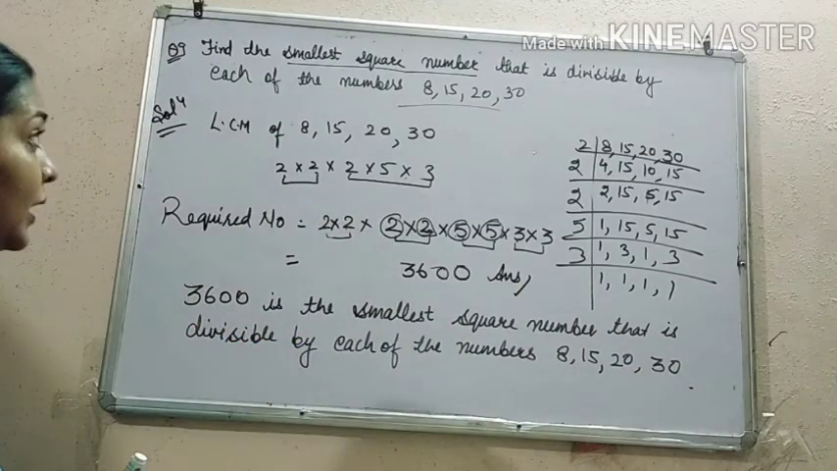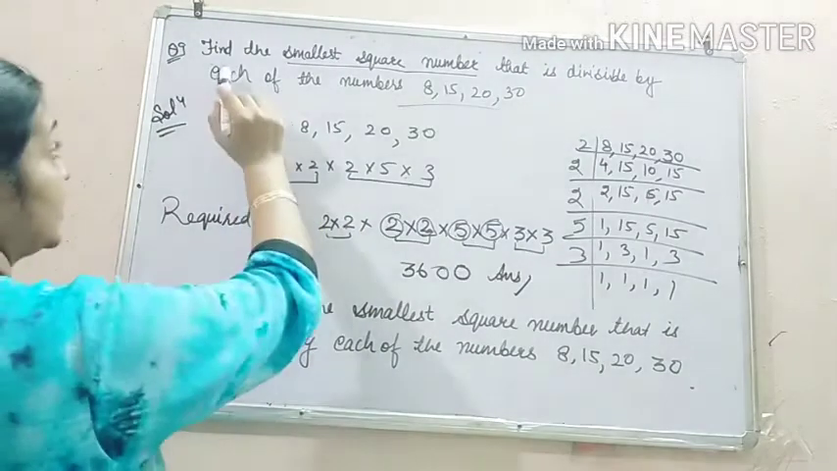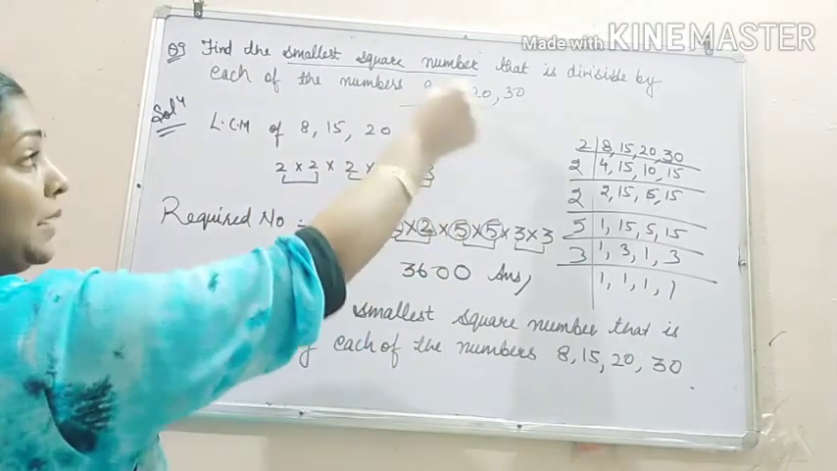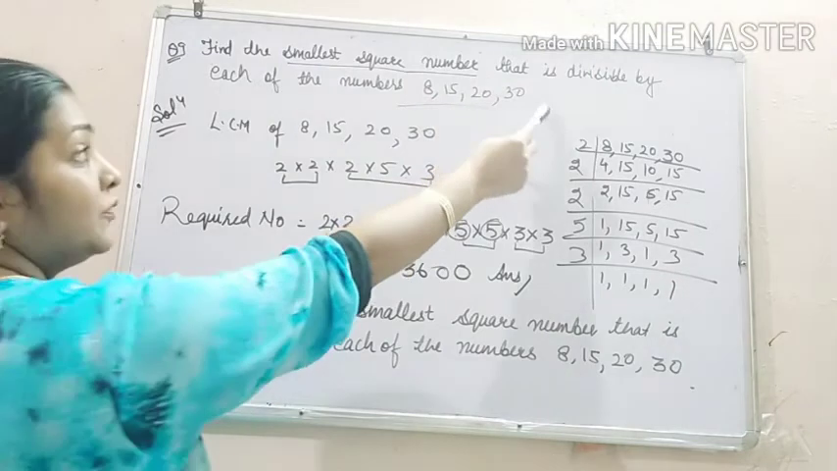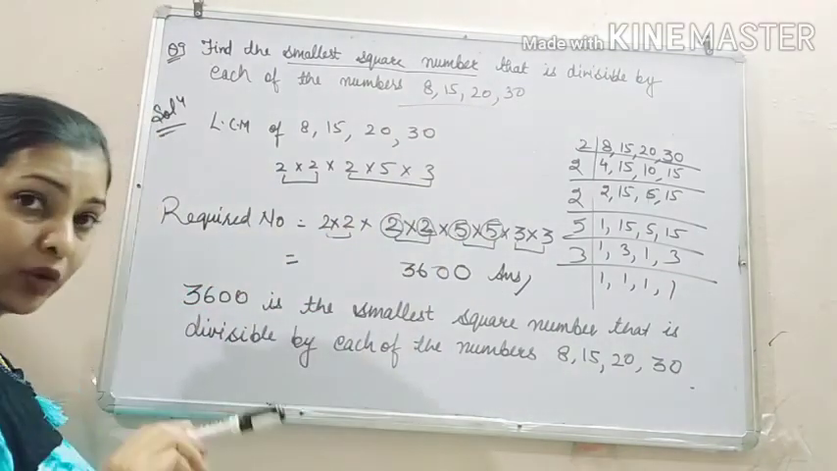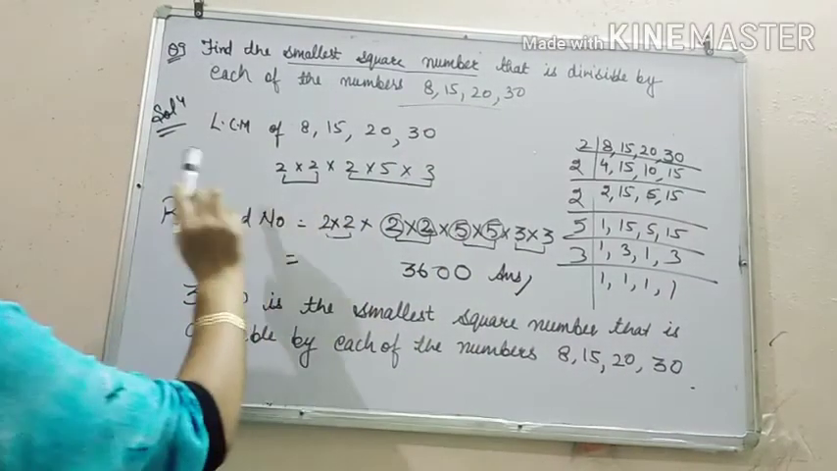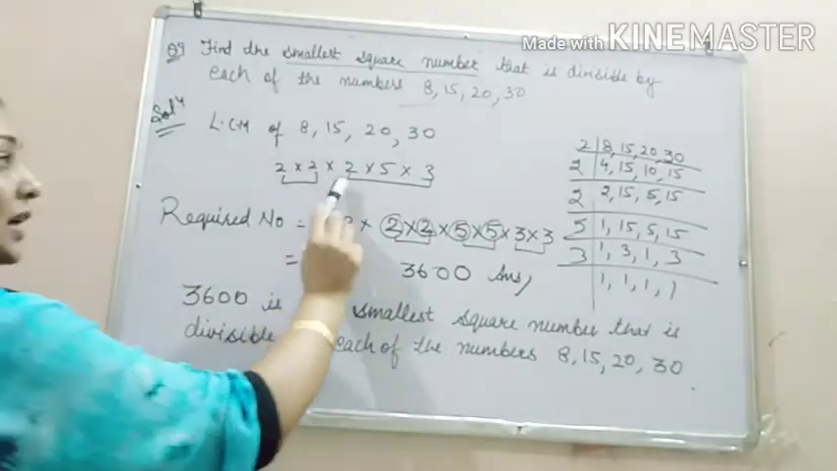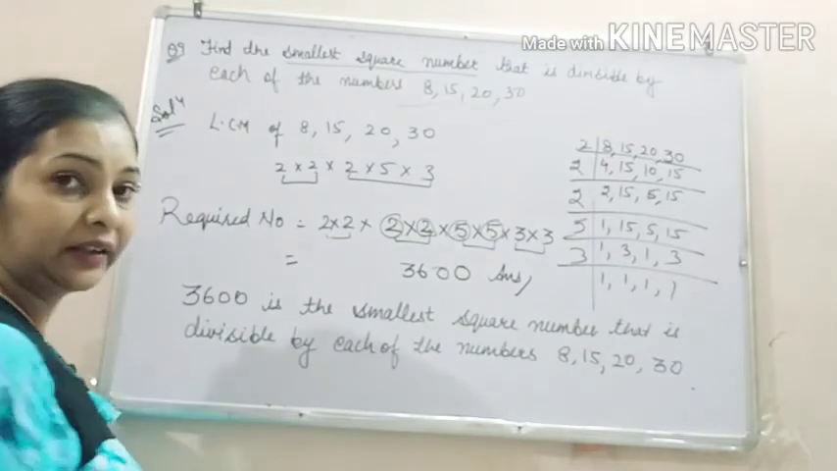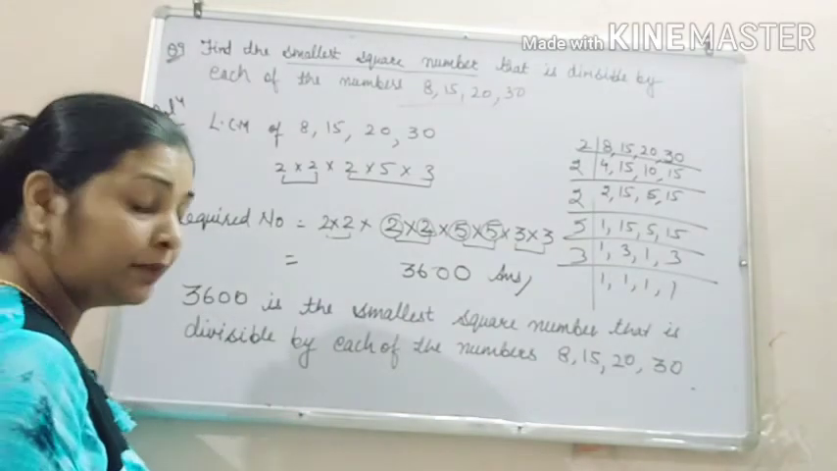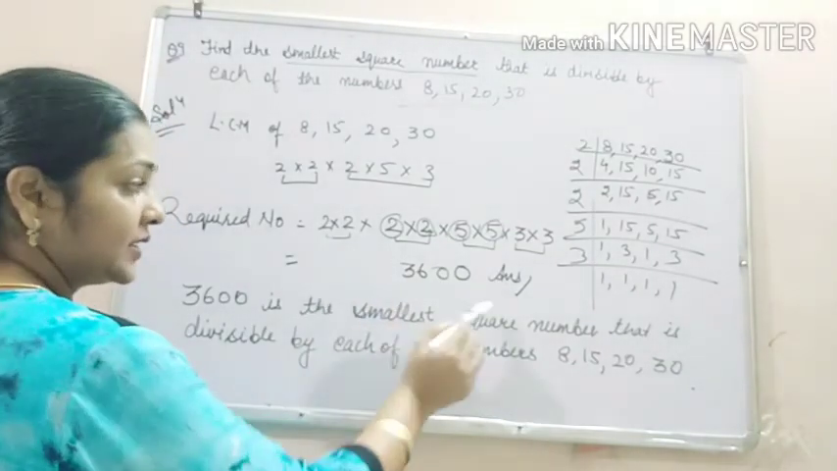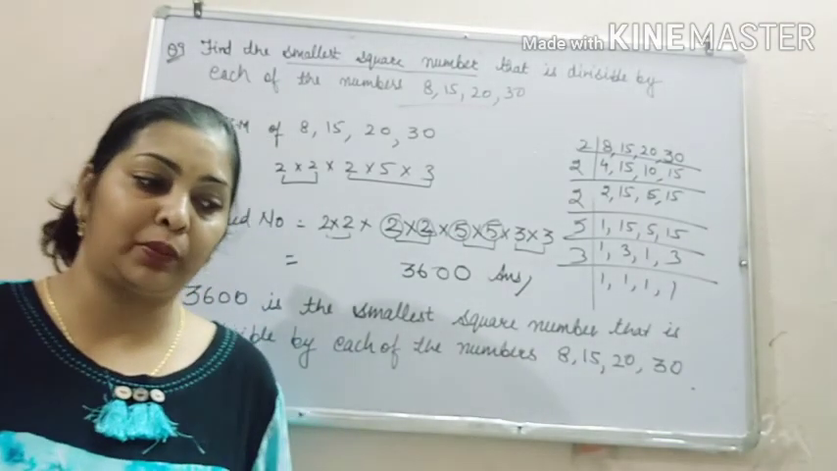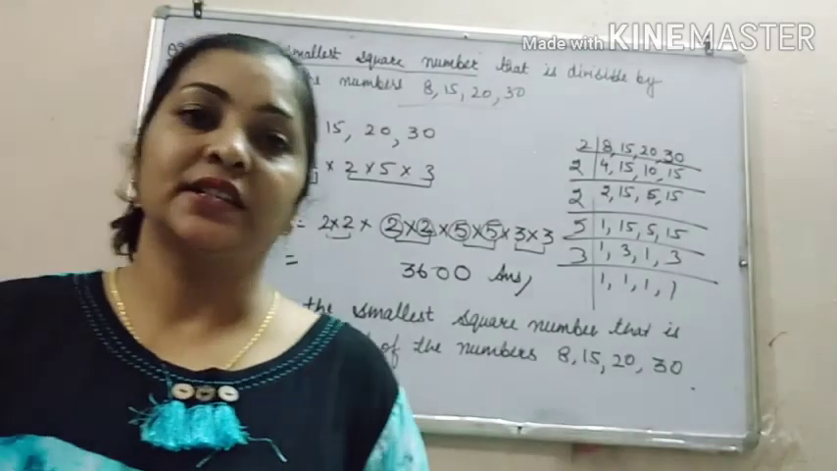So once again I am telling you the method. Whenever it is being asked that you have to find the smallest square number which is divisible by many of the numbers, then first of all find the LCM of all the given numbers and make that LCM a perfect square by multiplying all the idle factors with the same number. So we get 3600 as our answer. That solves our problem and completes exercise 6.2.